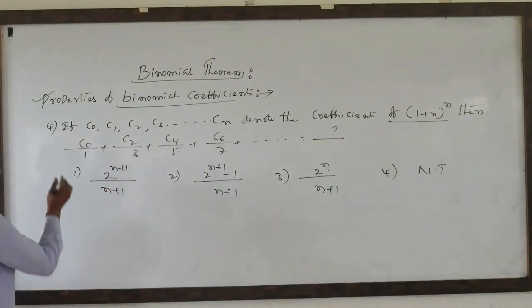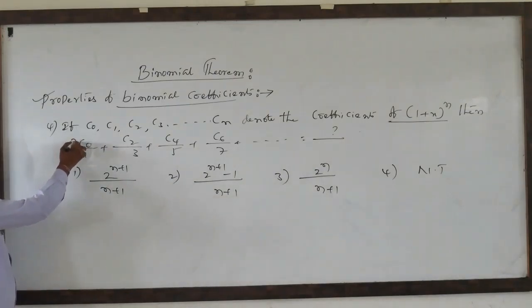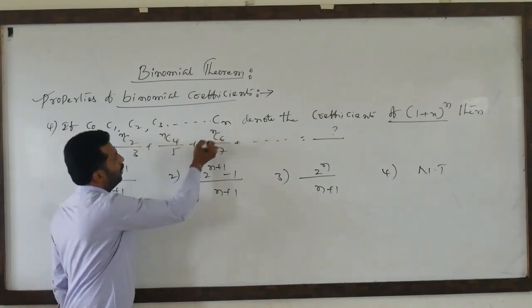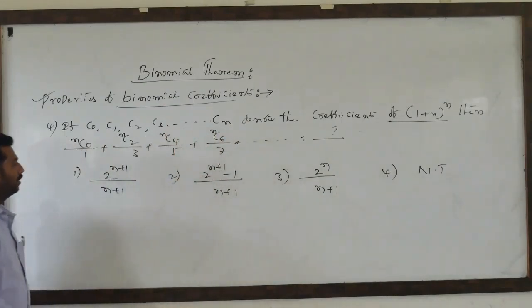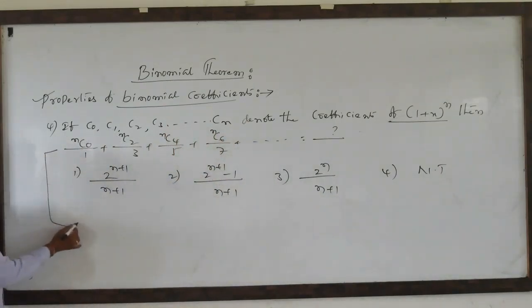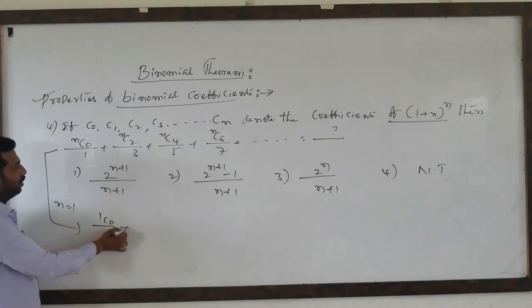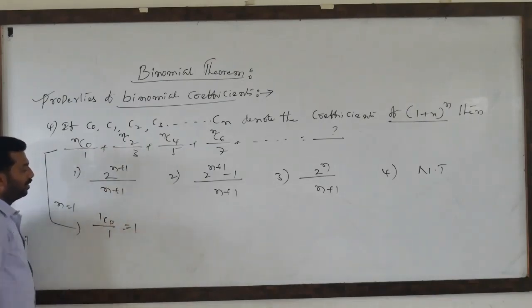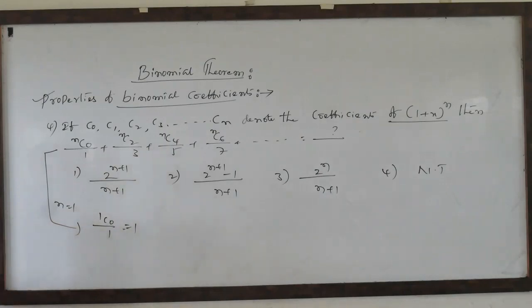Same as the previous one. This is C naught meaning nC naught, nC2, nC4, nC6 and so on. Just we are substituting n equal to 1. n equal to 1 means 1C naught; 1C2 is not possible. So 1C naught has value 1. Where will we get 1 in the 4 options? You tell me.